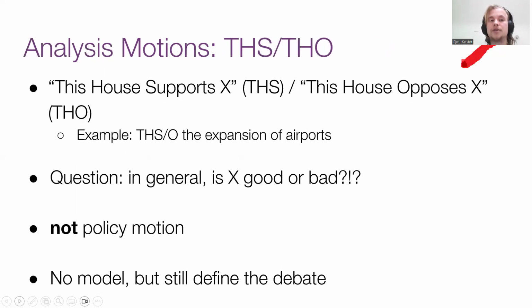Now, analysis motions. Analysis motions are different from policy motions in the sense that they don't have any fiat, they don't have any model they can bring. It's still that they need to ask, in general, is it good or bad, given the specific motion? So if you have a motion which is "This House supports something," or "This House opposes something," then you just need to ask yourself, is this thing in general good? So "This House supports the expansion of airports." Government says it is good to have expansion. Opposition says it is bad to have this expansion. And then it is about the current state of affairs, like how does this look right now?